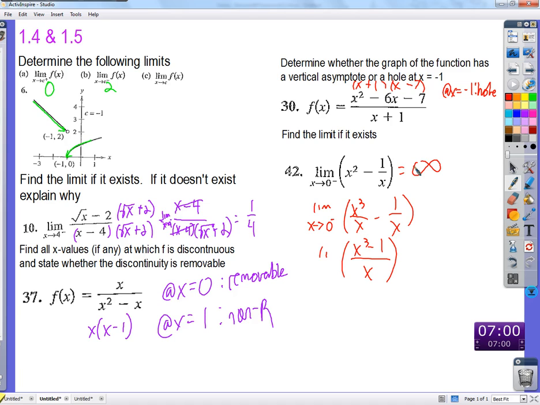Any questions from the quiz? Questions from other parts of the homework? Yes. Number 14. On what? 1.4. 1.414.